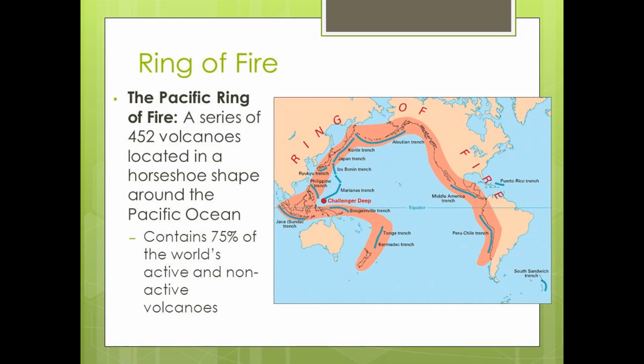The Ring of Fire, or the Pacific Ring of Fire, is a series of 452 volcanoes located in a horseshoe shape around the Pacific Ocean. It contains 75% of the world's active and non-active volcanoes.